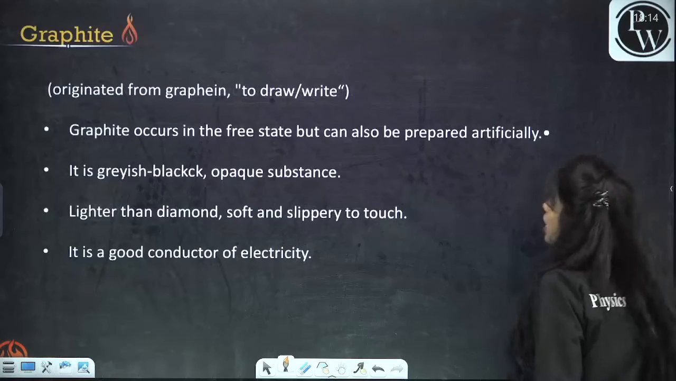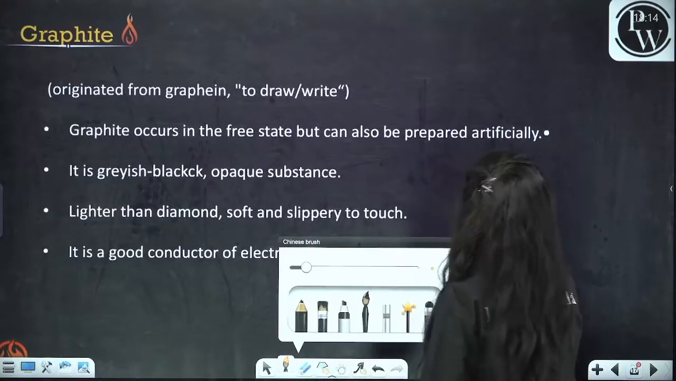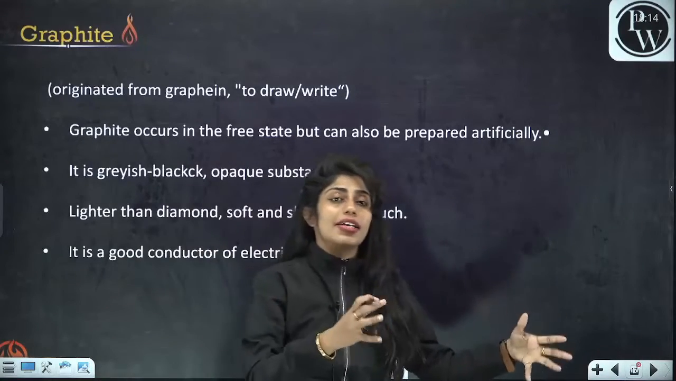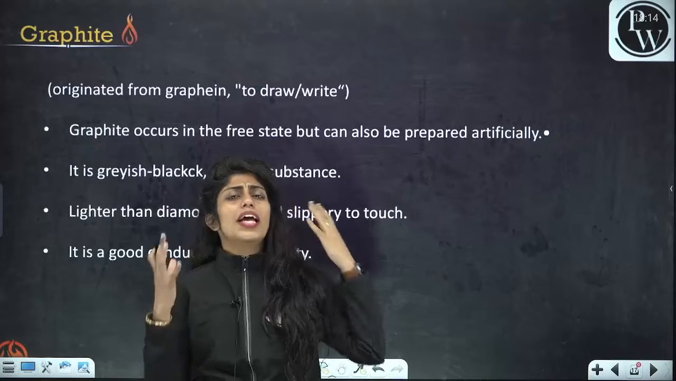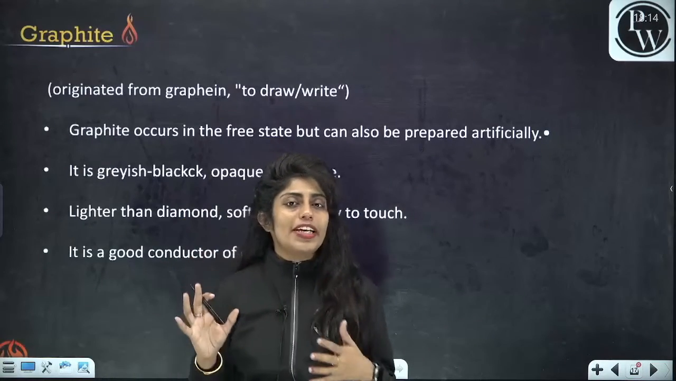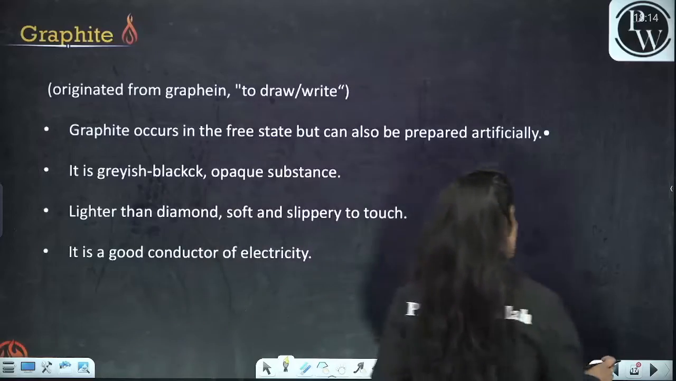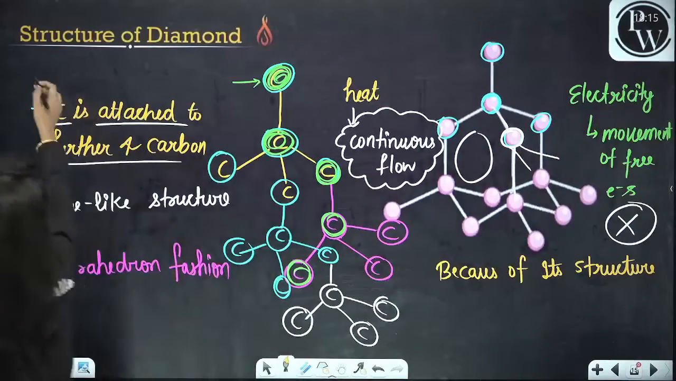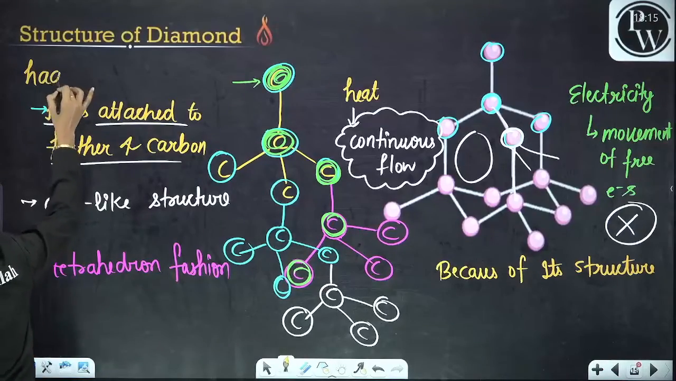Okay. Now we have graphite. As I told you, diamond is hardest. Why hardest? Because diamond has a cage-like structure. Diamond has a rigid structure. We already have discussed why diamond is hard. Let me write it for you: reason for hardness.